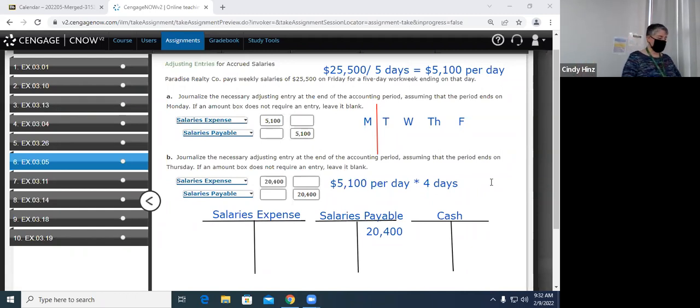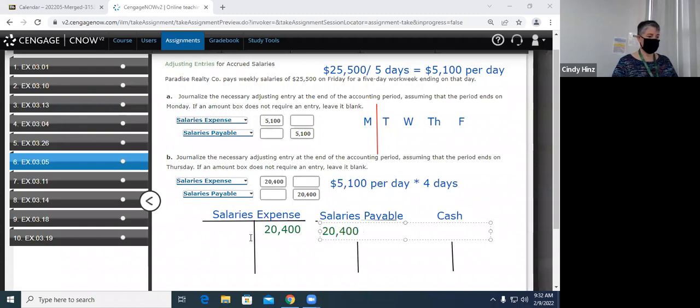If our company had a policy that we would just reverse that adjusting entry, this is what it would look like. We would credit salaries expense and debit salaries payable for that same amount. Now, it looks funny from an accounting standpoint, because our expense account temporarily has a credit balance. Well, an expense account should have a debit balance.